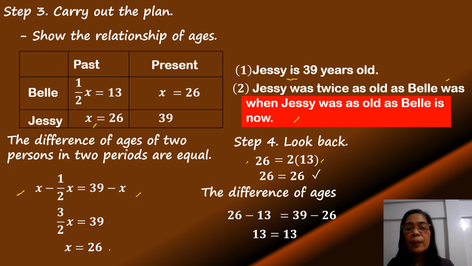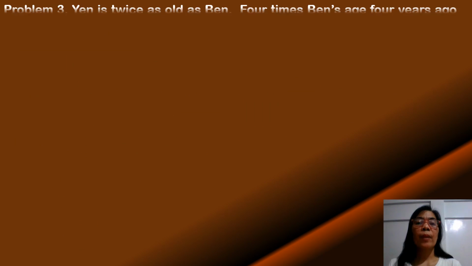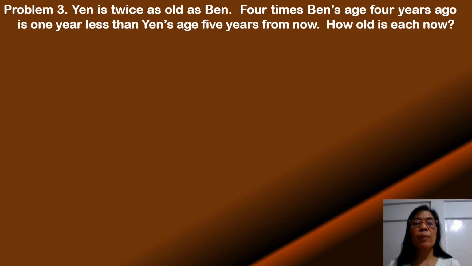So we have here 13 is equal to 13. Again, the statement is true. That means it satisfies the conditions. So therefore, we say that the present age of Belle is 26.